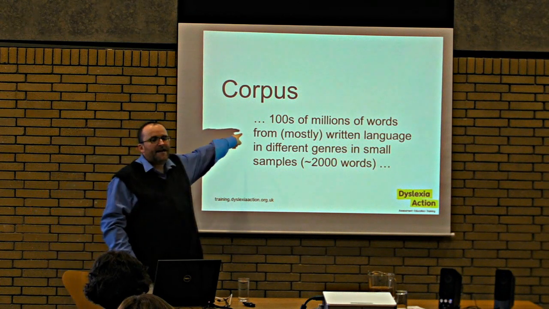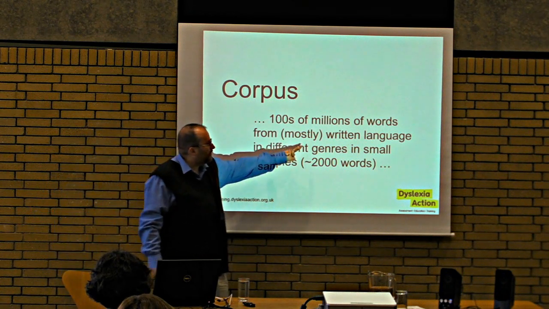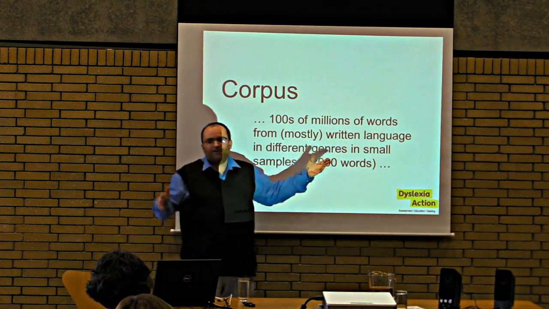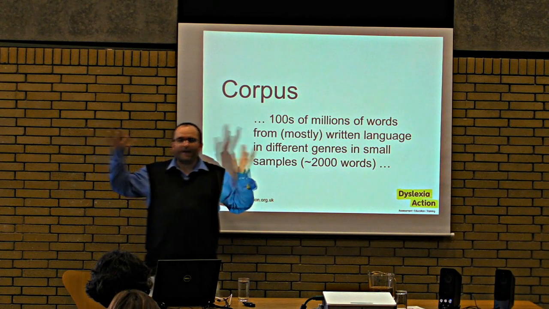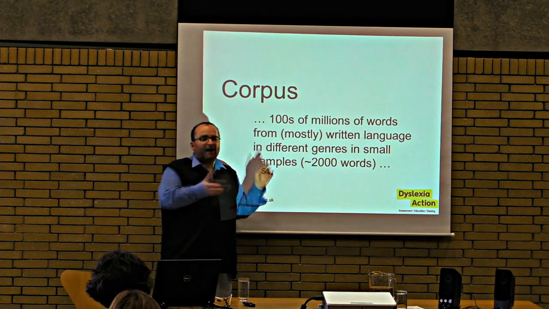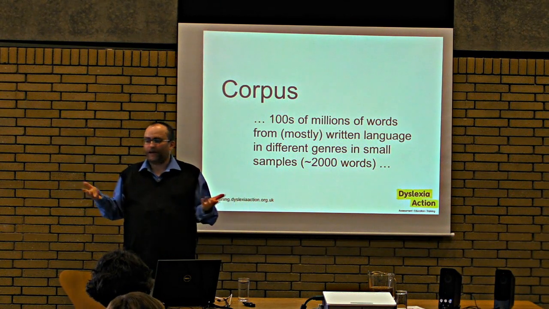But it's not just any hundreds of millions, it's hundreds of millions from different genres, mostly written language, but there's some spoken language, and the samples are 2,000 to 3,000 to 5,000 words in a corpus, right? So you don't go and just say, well, I want all of Shakespeare, and that tells me something about the English language.